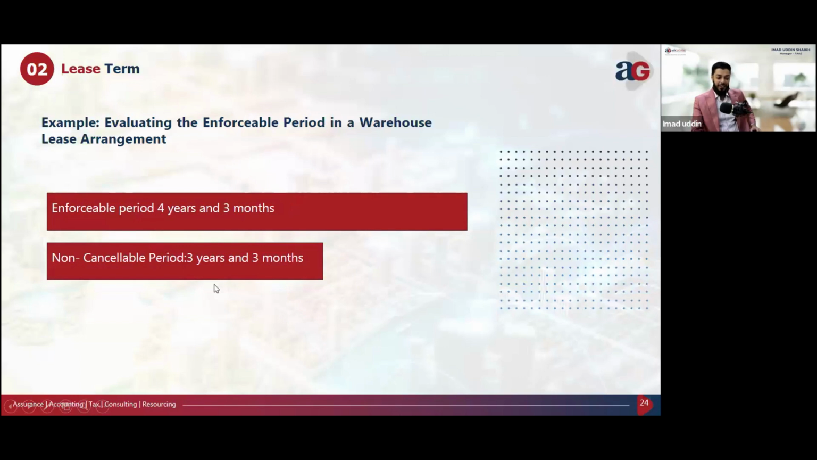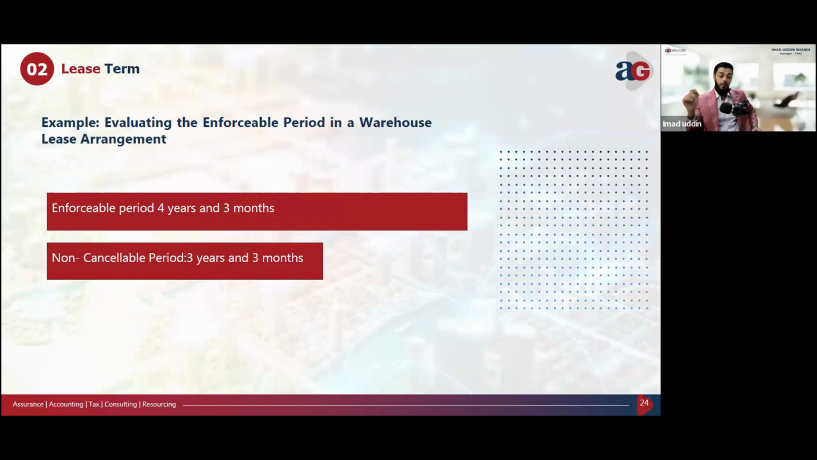So again, the non-cancelable period in this example is 3 years and 3 months, because after 3 years, the lessee can terminate a lease, giving a 3 months notice, and it has to abide by the contract during those 3 months notice period as well. So the lessee can cancel the contract after 3 years and 3 months. However, lessee will have to incur penalties until the end of 4 years and 3 months. And so we have a non-cancelable period of 3 years.